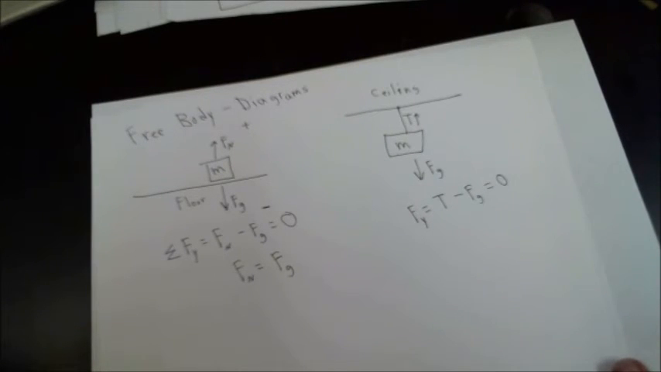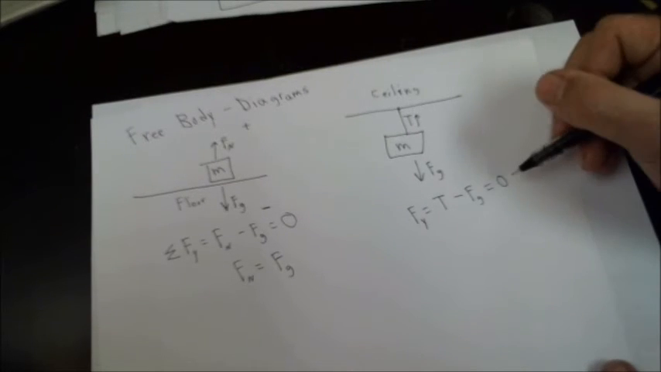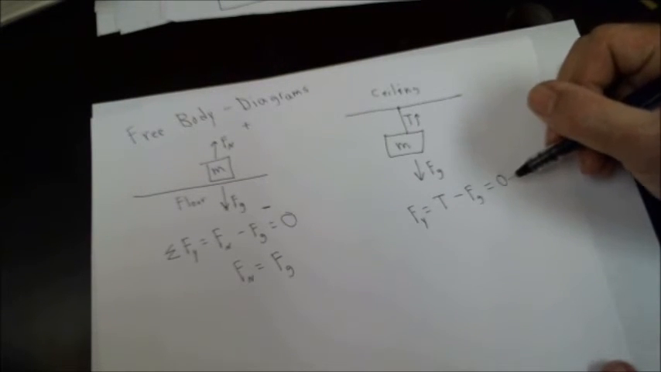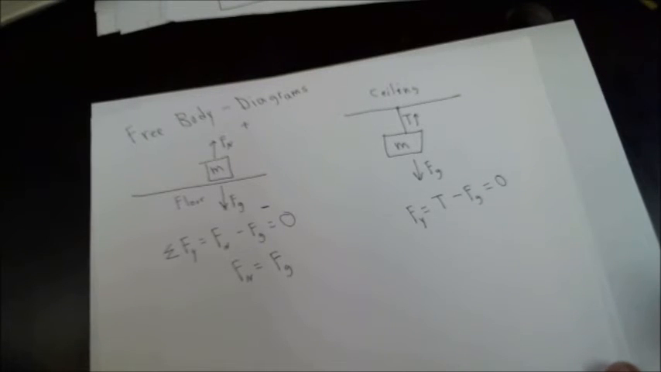Otherwise, the object would be accelerating. The object could be in a state of motion, but it would have to be constant velocity. There cannot be any acceleration in order for it to be equal to 0.